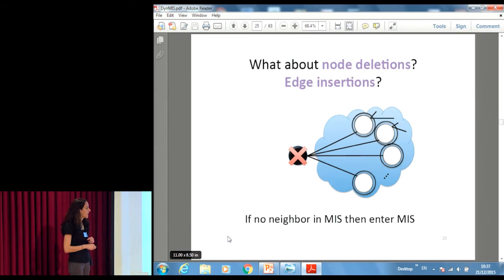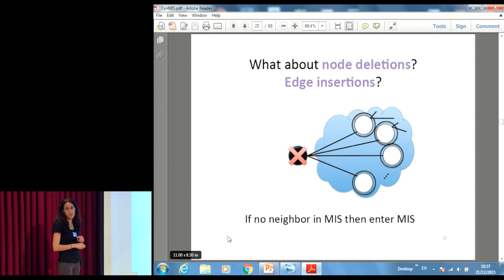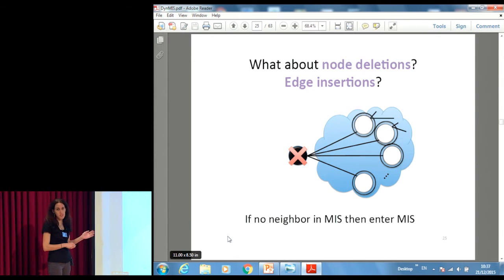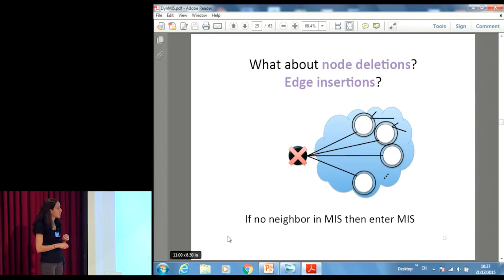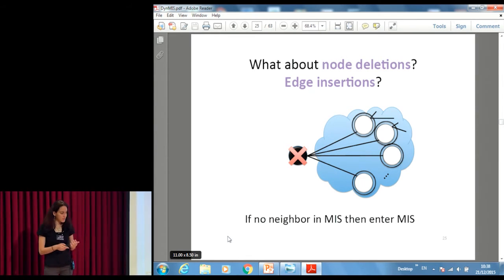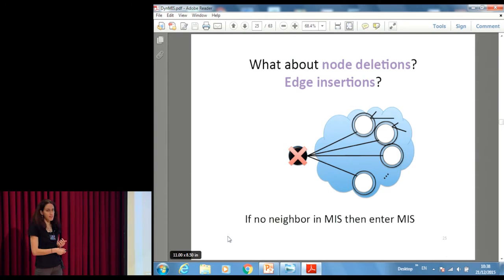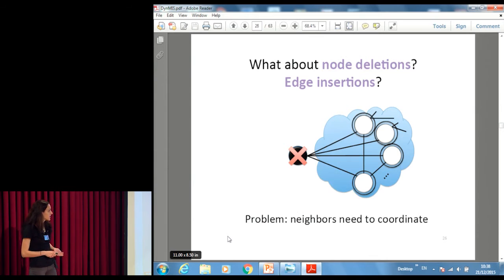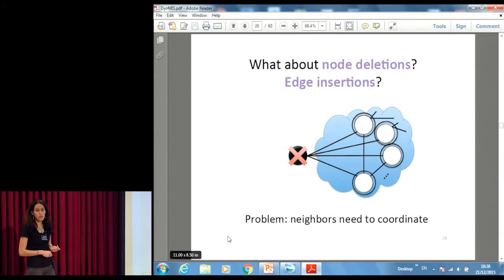If this guy has at least one neighbor here in the MIS, it stays white. Otherwise, if all of its neighbors are white, then it has to become black, has to enter the MIS. Now, in this nice drawing, this again takes a single round, right? But these guys can be connected among themselves. And now suppose that both this guy and this guy do not have any remaining neighbor in the MIS. I cannot color both of them black.